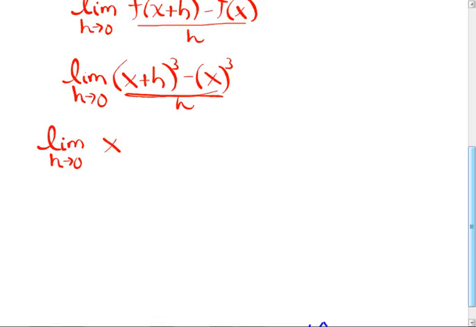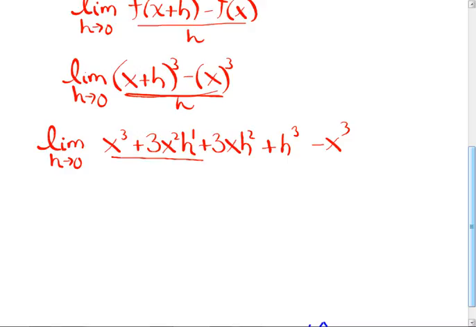So it's x cubed. What's the next coefficient going to be? Do you know? 3. The x's are going down. The h's are going up. 3, and then x's go down, h's go up. The exponents have to add up to 3 because we're cubing. Plus h cubed minus x cubed all over h. So what's going to happen to the x cubes? They're going to cancel. I promise you, they're always going to cancel.